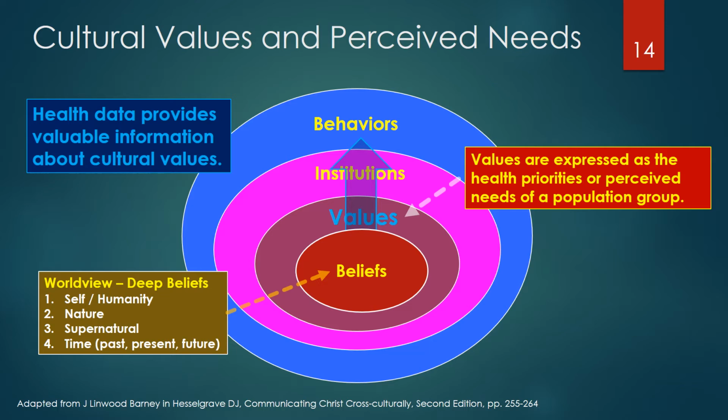Health-related values are expressed as the health priorities of a population group. These priorities are also referred to as the perceived needs of a community or group. These perceived needs may or may not reflect the real needs as perceived by a community engagement facilitator or other external experts. Yet these perceived needs are the health issues the community or group feels are important, the issues they will own and invest their time and resources in.